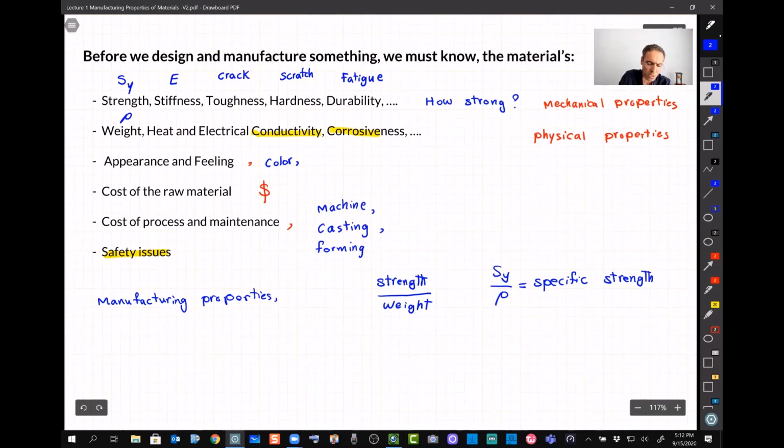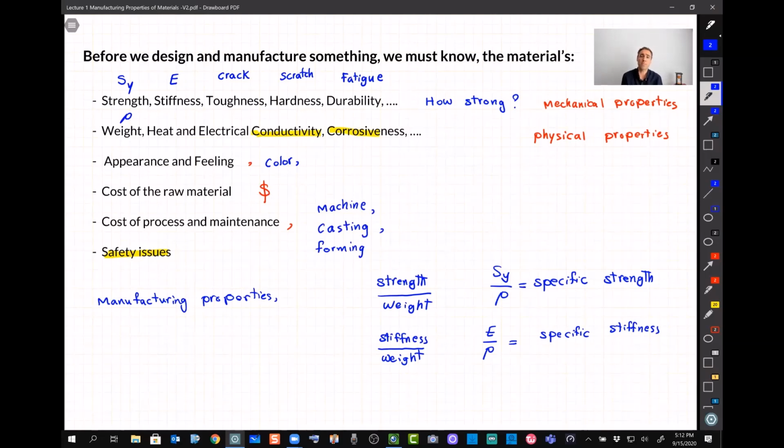Similarly, you need to look at the stiffness of a material, its ratio with weight. In other words, modulus of elasticity to its density, which is called specific stiffness. So the combination of all these properties, as I said, we call them manufacturing properties.